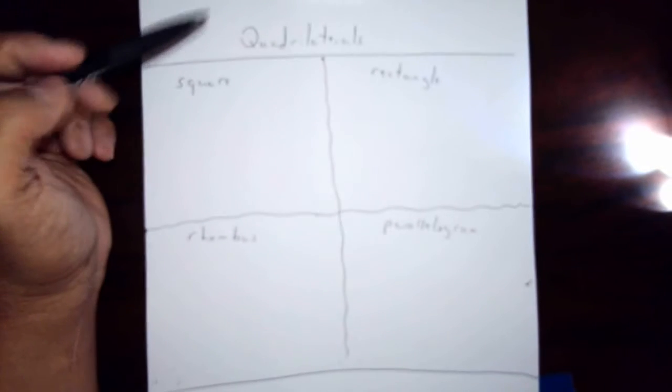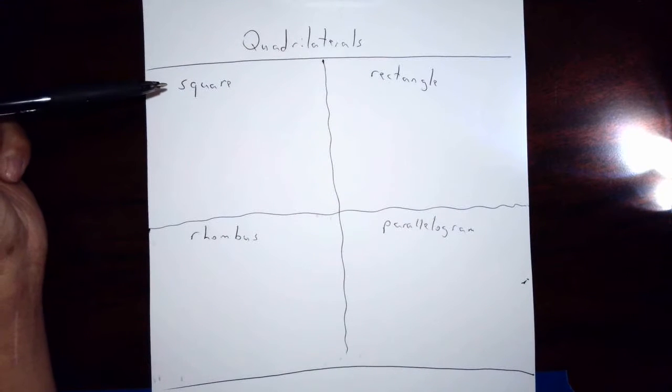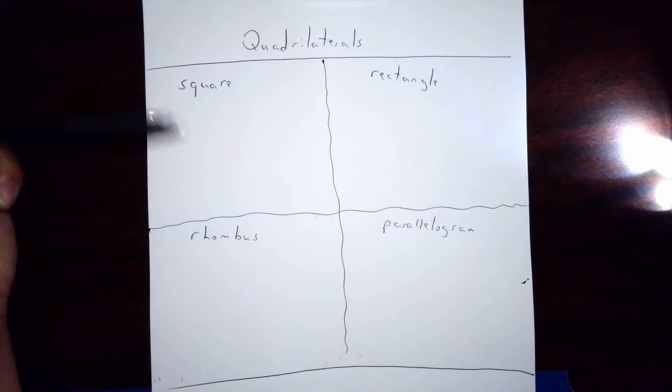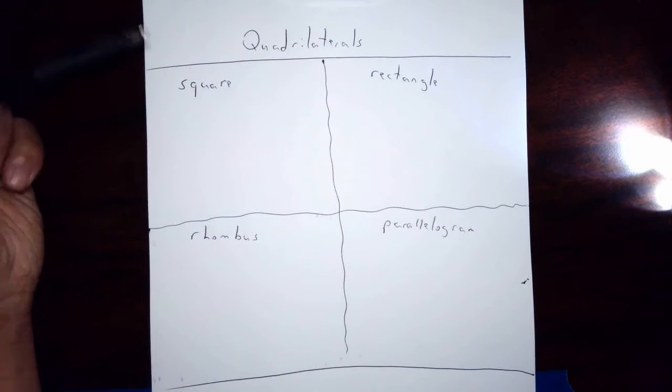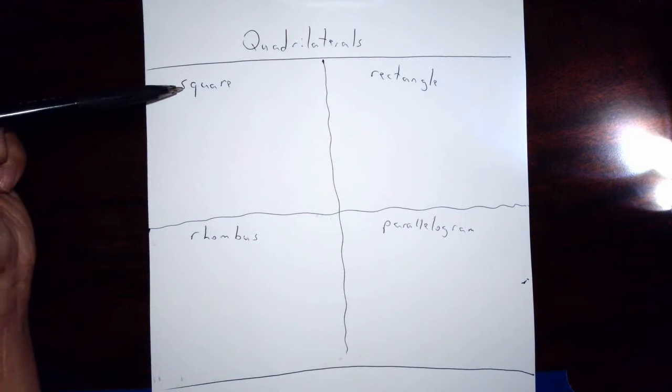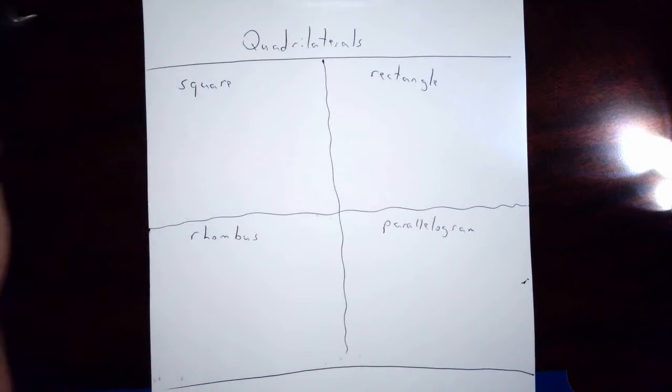In this video, we're going to be talking about quadrilaterals. There are 5 quadrilaterals and I only have 4 right here, because the last one I'm going to put on another page. For right now, we're going to focus on square, rhombus, rectangle, and parallelogram.